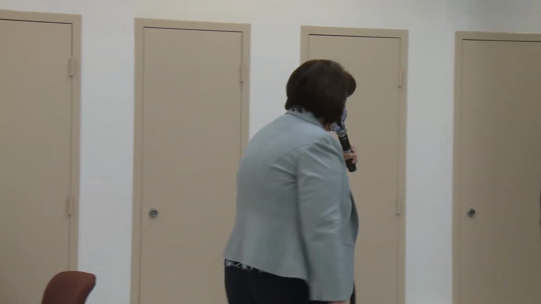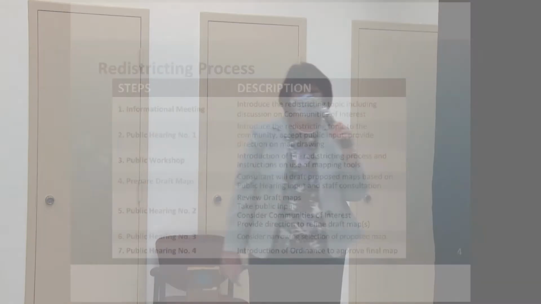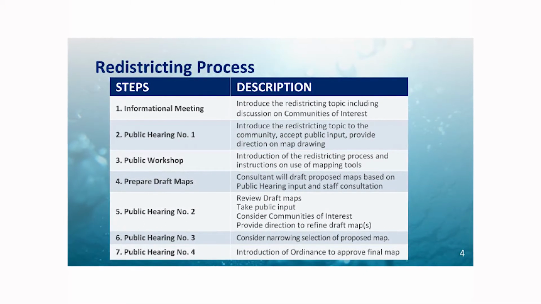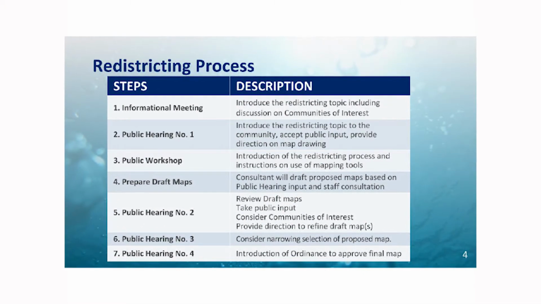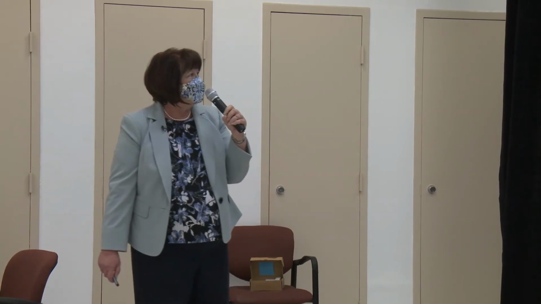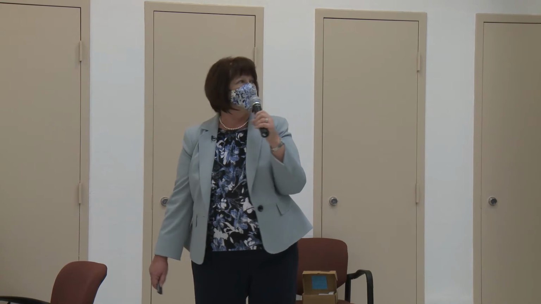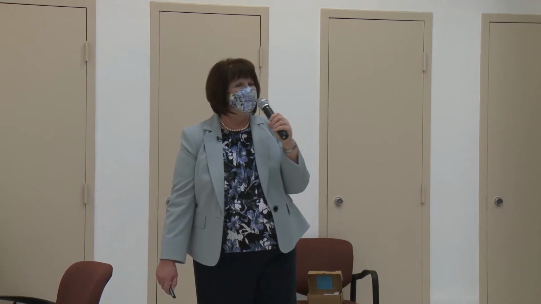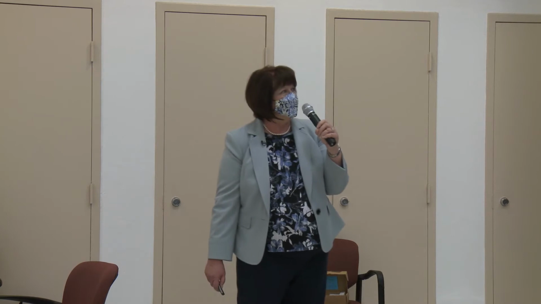So the process is basically spelled out in state law, but it requires multiple public hearings. And then if the city wants to expand upon that, you can add workshops and other informational meetings. For example, first of all, there was an informational meeting that was held in December, and we came to the City Council and we basically introduced the topic of redistricting, and then we discussed the concept of communities of interest. Things that bind you together as members of the community that mean that they should be kept together in a single district.